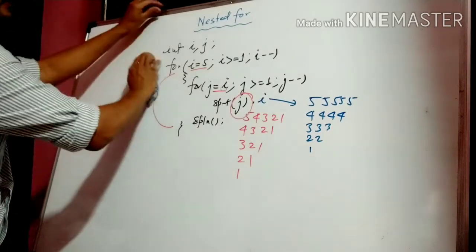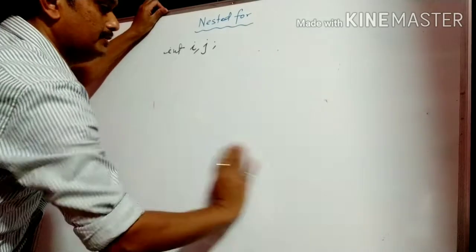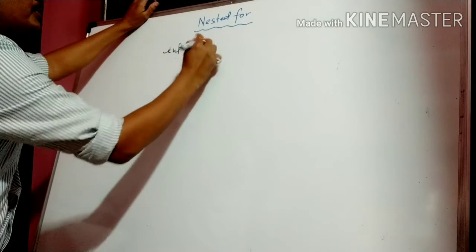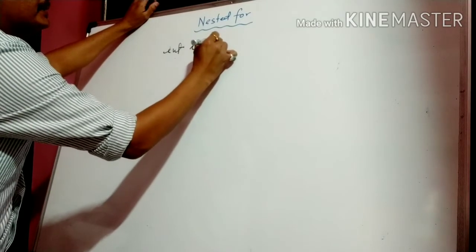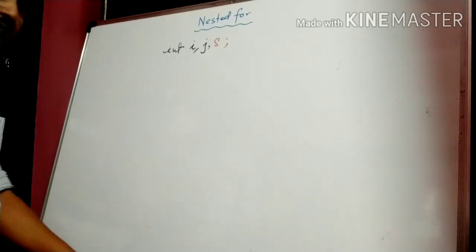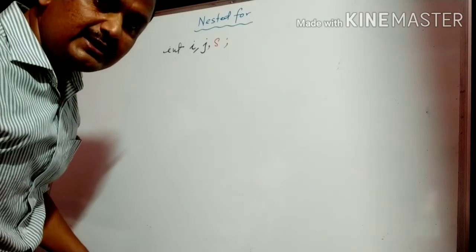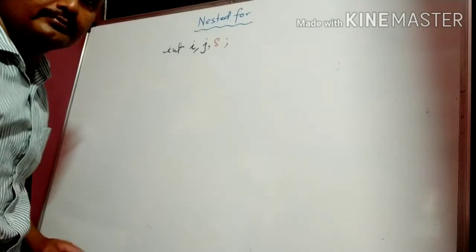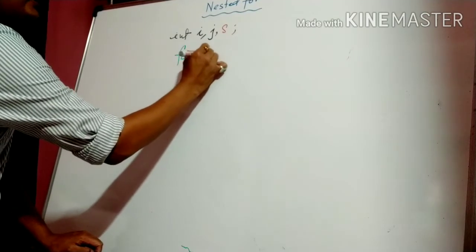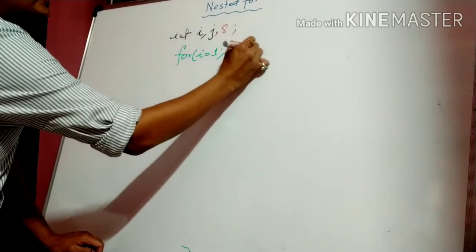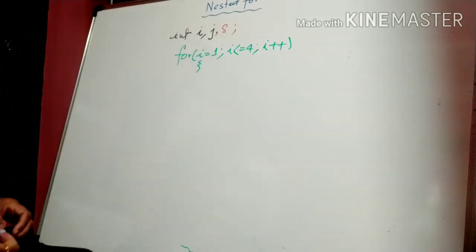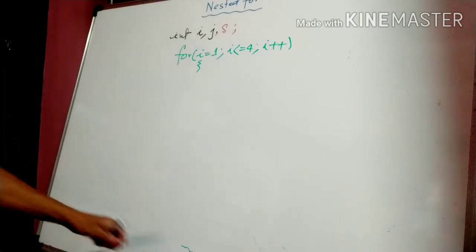Alright, now in the next example, there will be three variables: I, j and s. How many variables are there? There are three variables. This is a part of nested for. For I is equal to 1, I less than equal to 4, I plus plus. This loop will execute how many times? 4 times. How many rows will we get? We will get 4 rows.